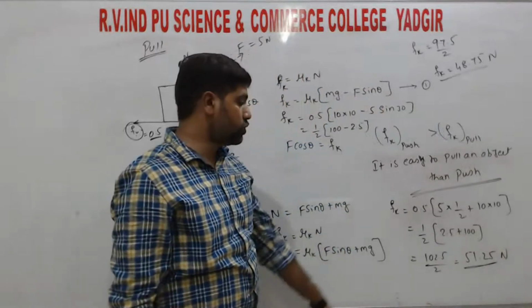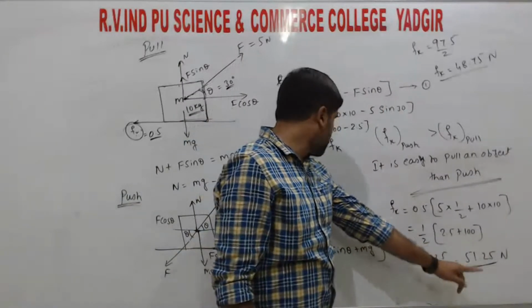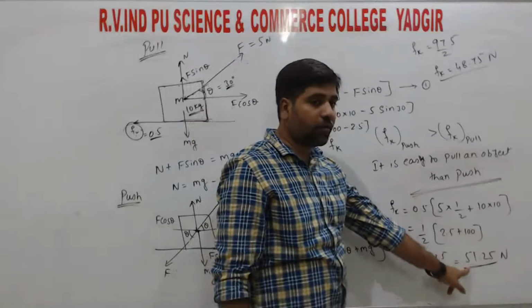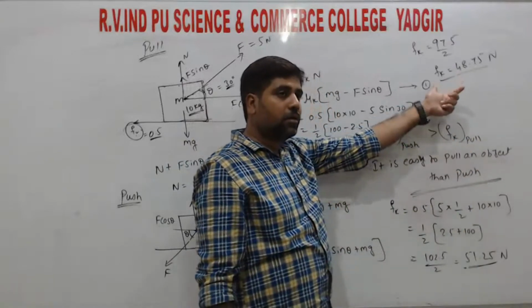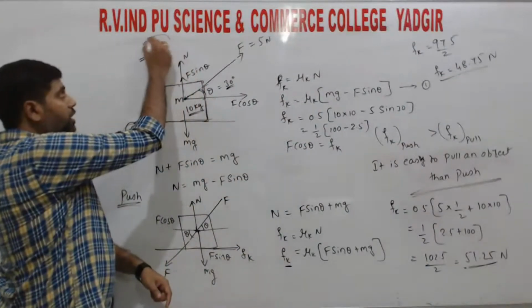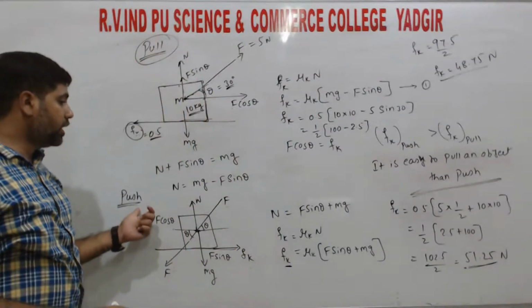Now compare these two values. In push we get 51, in pull we get 48. So in which is it less? In pull the value is less. So in push it is more.